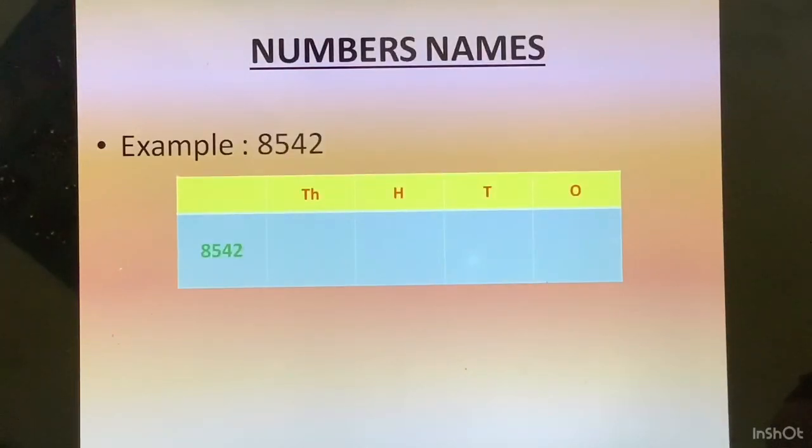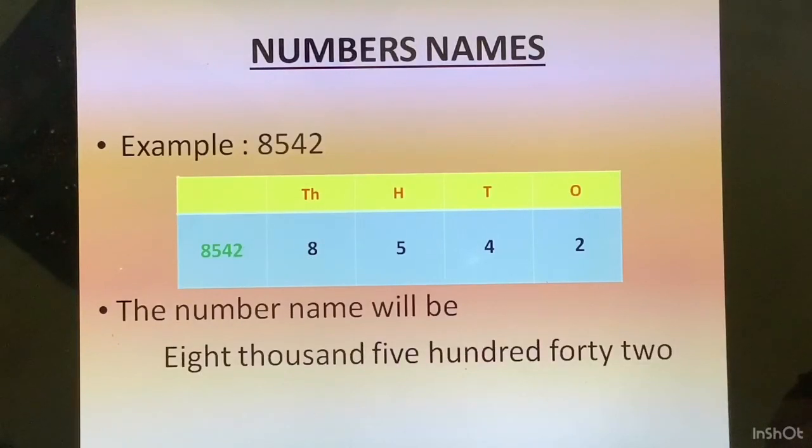Then number names. I have taken the example 8542. Now to write the number name, let us first put it in the place value chart. In the ones column we have 2, in tens column we have 4, hundreds column we have 5, thousands column we have 8. Now this is basically 8 thousands, 500, 4 tens. 4 tens is 40 and 2 ones. So when we say the number name, it will become eight thousand five hundred forty-two.